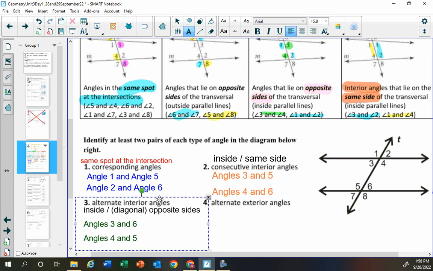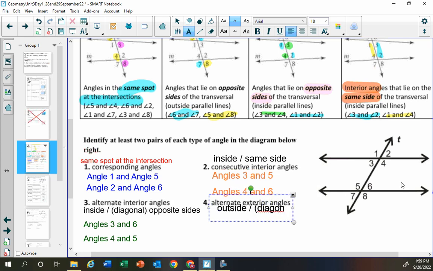Now if you want alternate exterior, it's outside opposite side, outside opposite. Is it going to be outside but the same side, like 1 and 2? Opposite sides. Angles 1 and 2, well, be careful. Are we going straight across, or are we going diagonal? 2 and 7. 2 and 7 are going to work. So it's outside, and I'll write the word diagonal. That might even be better. And then angles 1 and 8.